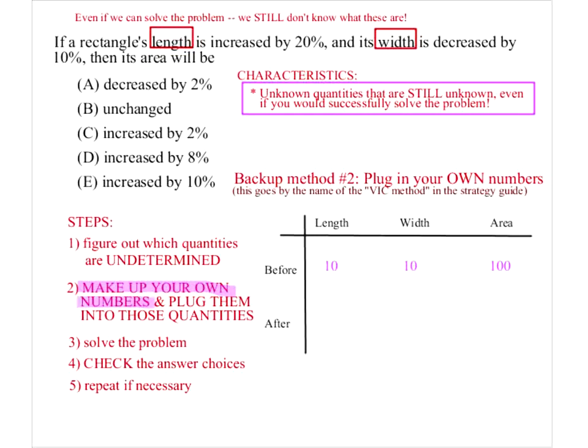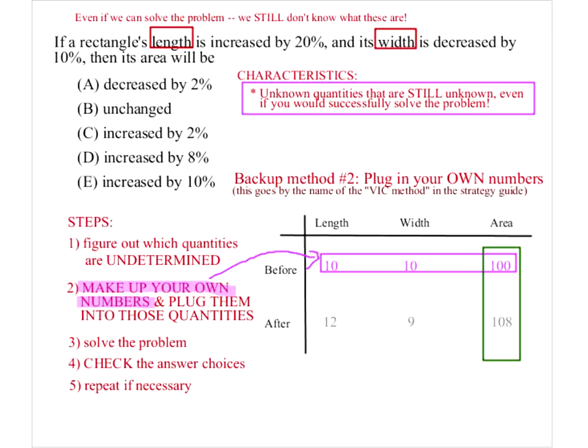So make up your own numbers. Here are the numbers that we make up. These numbers right here. Okay. Now that you've got those numbers, let's just do what's in the problem. If we increase the length by 20%, then we get a new length of 12. If we decrease the width by 10%, we get a new width of 9. And then 12 times 9 is 108. So the area has gone from 100 to 108. This is a change of 8%. This is an 8% increase. So the only choice that works is D. There it is.